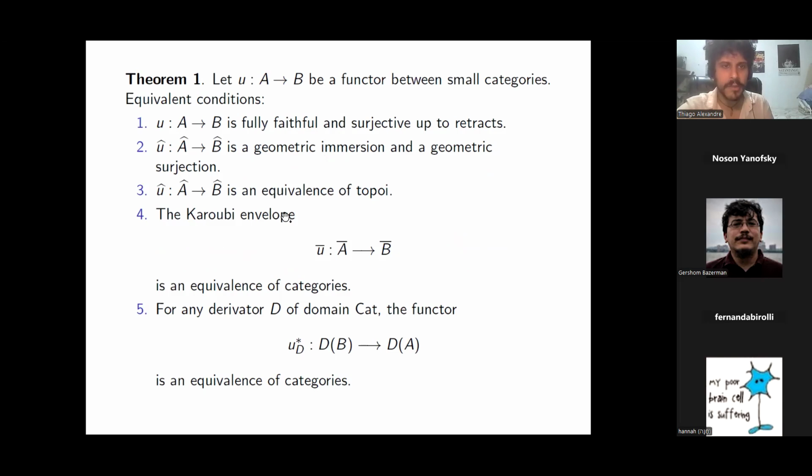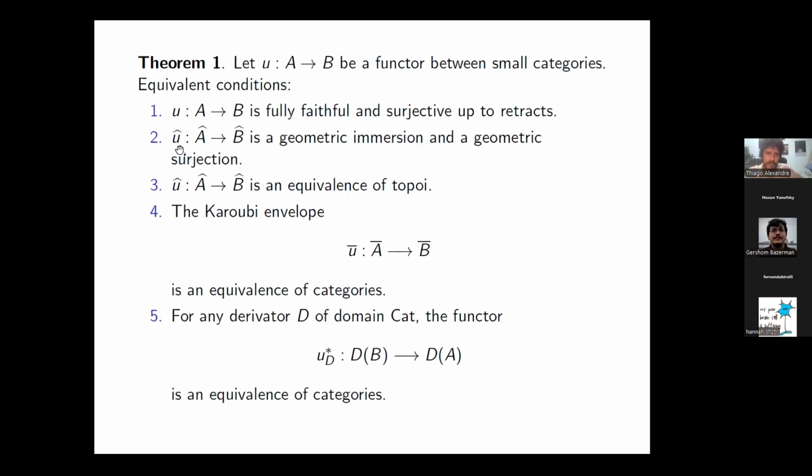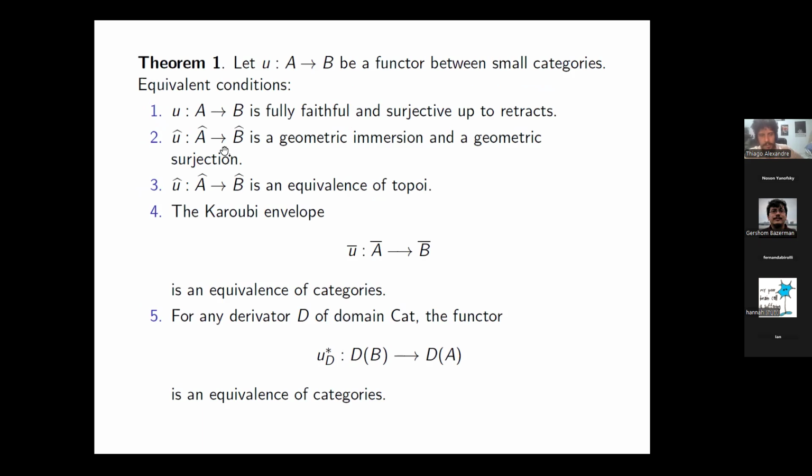Now we have those lemmas. We can prove this theorem, which is a very interesting theorem: if you have a functor between small categories, then all these five conditions are equivalent. The first condition means that the functor is fully faithful and surjective up to retract. The second condition is that the geometric morphism induced at the level of presheaf toposes is a geometric immersion and a geometric surjection. But it is also equivalent to say that this geometric morphism is actually an equivalence of toposes.